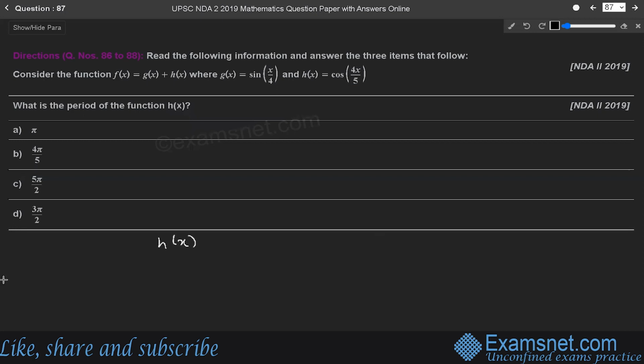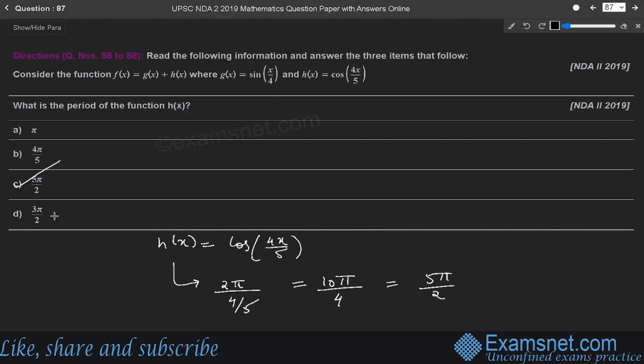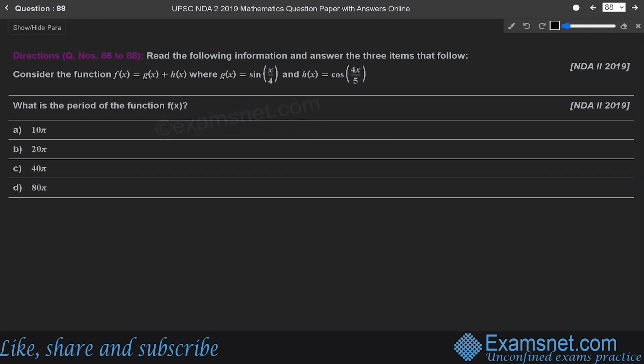So h of x is given, which is equal to cos of 4x upon 5. So here the period of h of x will be 2 pi upon 4 by 5, which is equal to 10 pi by 4. Again, it is equal to 5 pi by 2. Therefore, we can say that the correct option here is option number C. Next question also has the same directions. Here the part of the question is, what is the period of the function f of x?